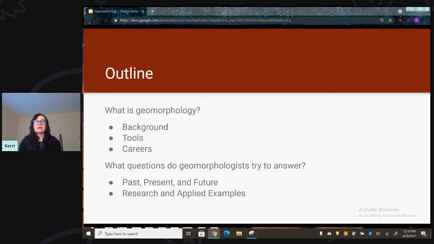So now that we're thinking about landscapes, here's an outline of what I'm going to be talking about today. First, I'll give a brief overview of what geomorphology is, what types of tools geomorphologists use to study landscapes, and talk about some different career paths for geomorphologists. Then I'll talk about some specific research questions that geomorphologists are interested in and go over a few examples of research and some applied work that I've done throughout my career.